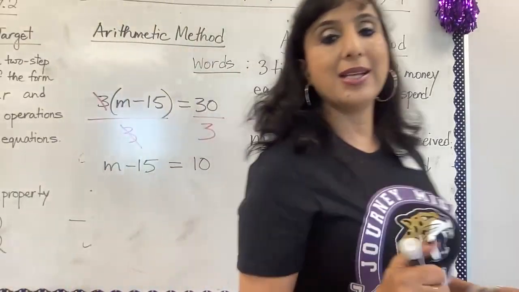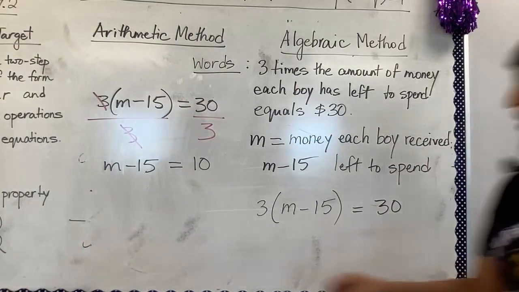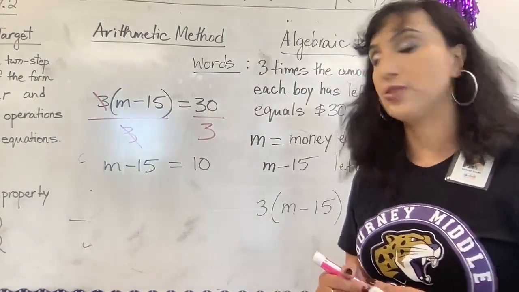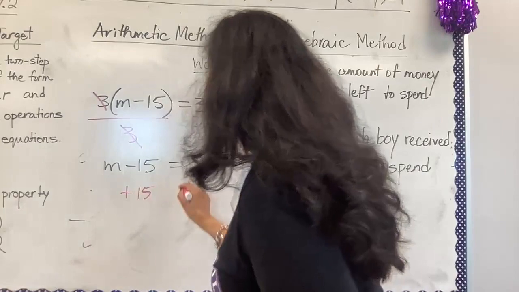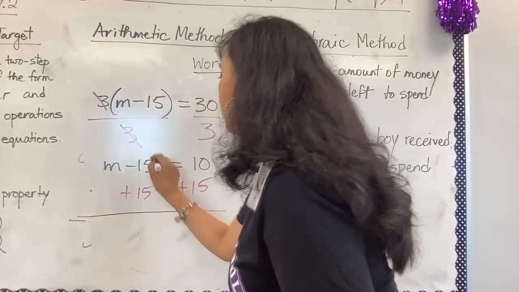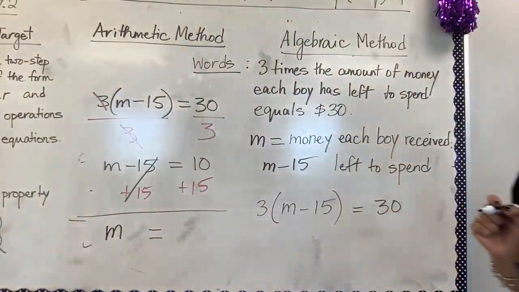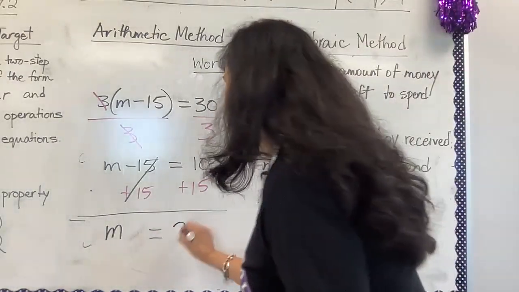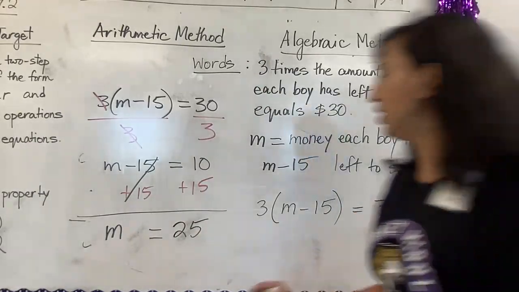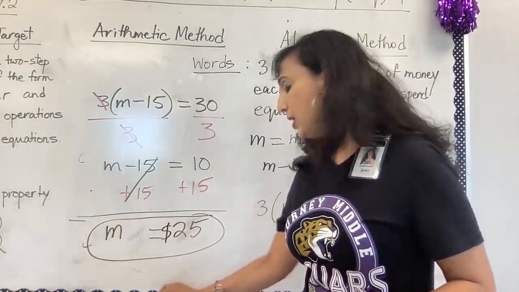Okay, and then as I can see now, I have a one-step equation, and the opposite of minus 15 would be the addition property of equality. I am going to add 15 to both sides. So plus 15, plus 15. Then 15 minus 15 is going to give me 0. So m is equal to, what is 10 plus 15? That is 25. So this basically tells me each boy received $25 in the beginning. So again, it's nothing but a two-step equation.